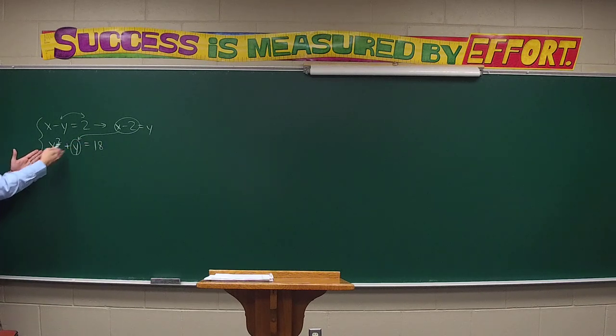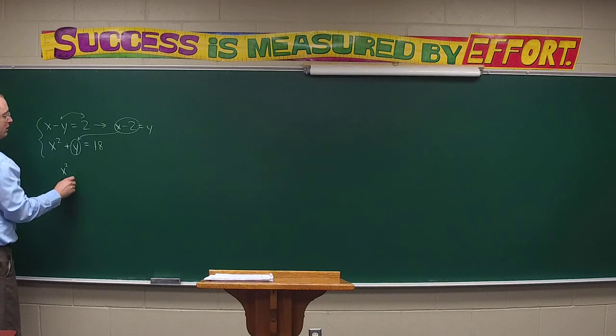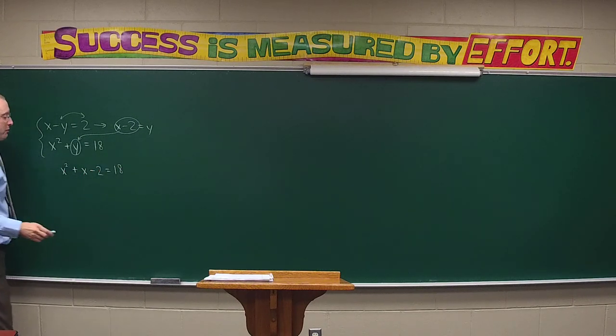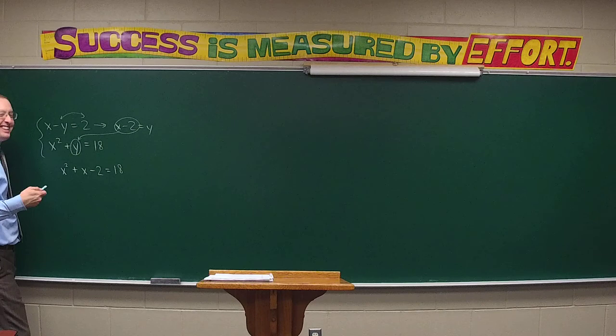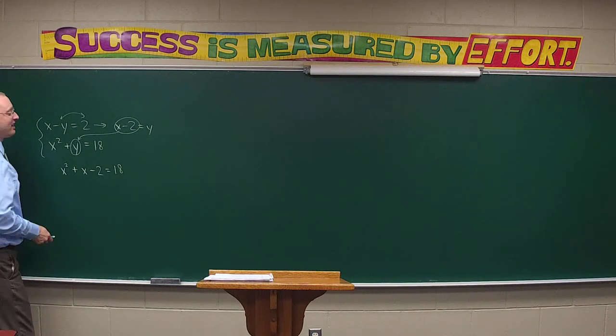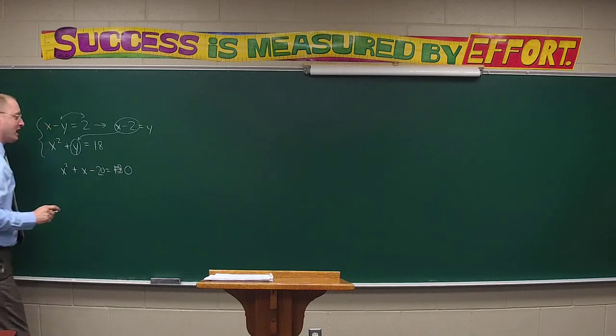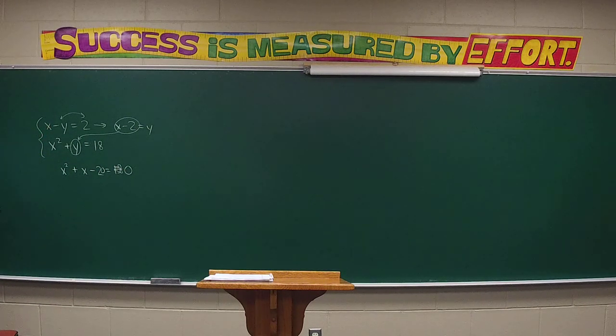So the bottom equation then would become what, Abby? It would become x squared plus x minus 2 equals 18. There we go. And then from there, since we've got our quadratic equation, by moving the 18 over we get negative 20. And then from there, Genesis.